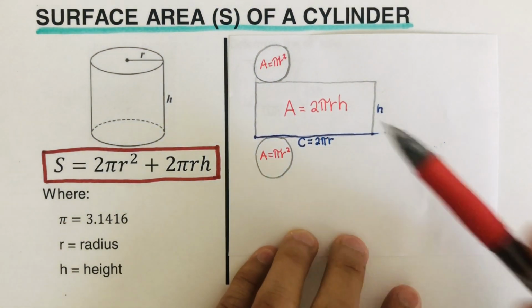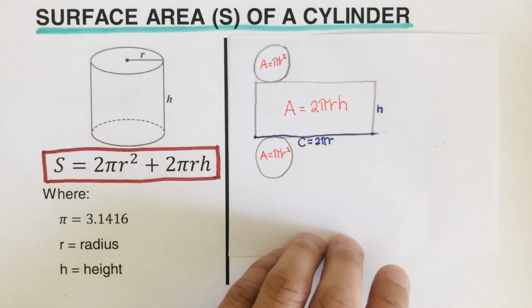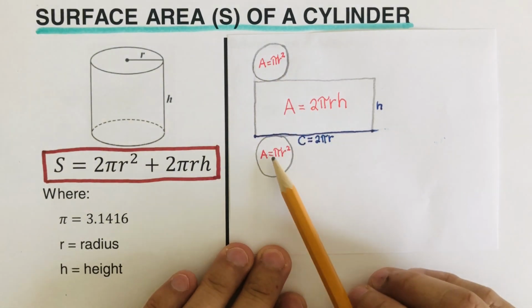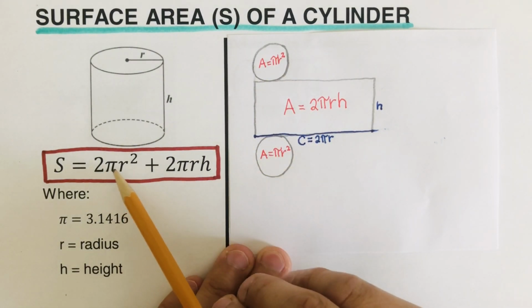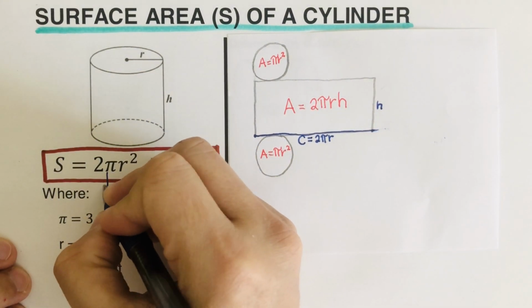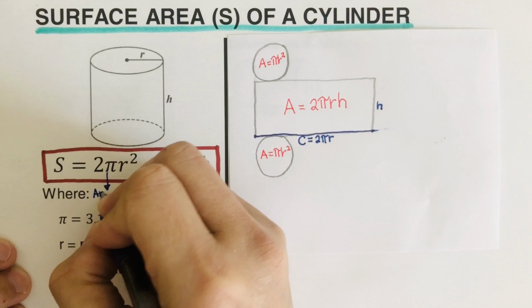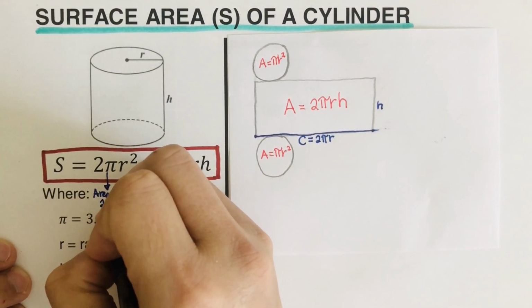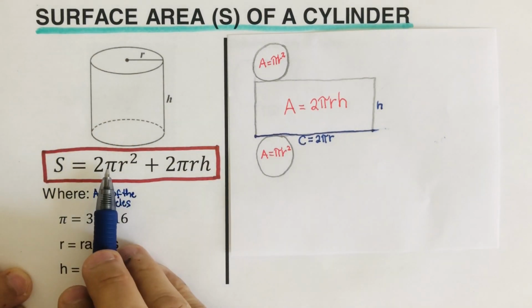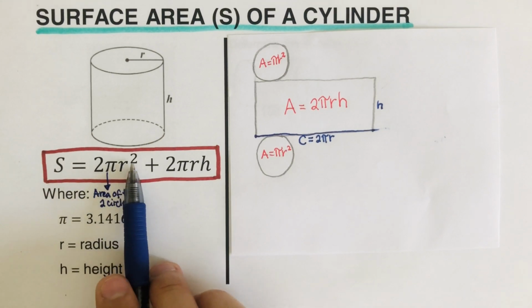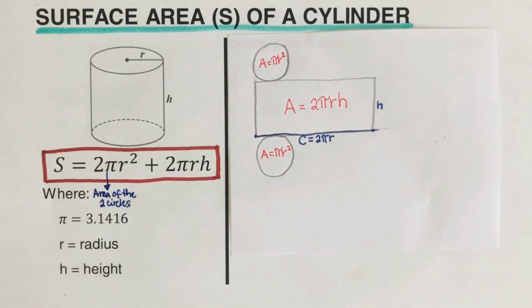Now look, we have two areas that are circles. So pi r squared plus pi r squared, combining like terms, is 2 pi r squared. This part represents the area of the two circles. If it's just one circle, we have pi r squared, but since there are two of them, the top and the bottom, we have 2 pi r squared. That's the area of the circles.